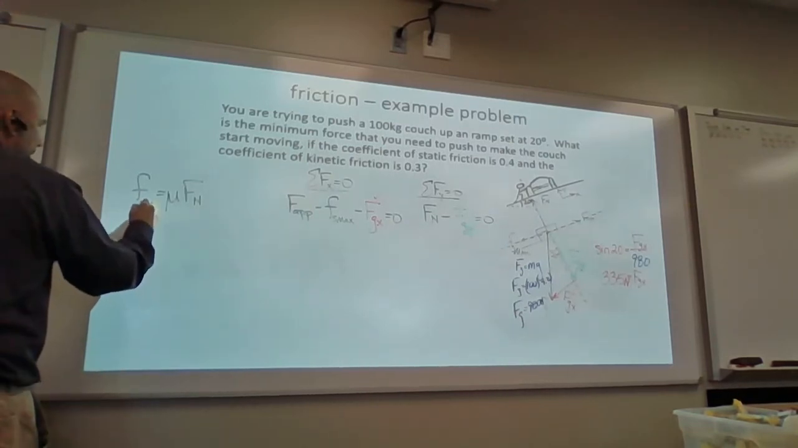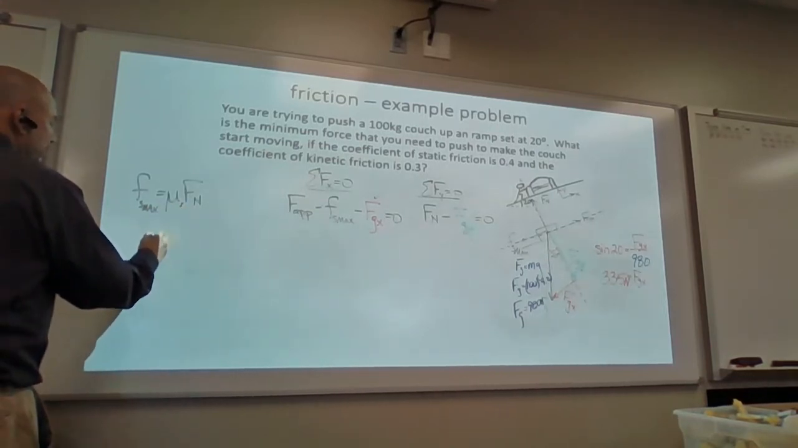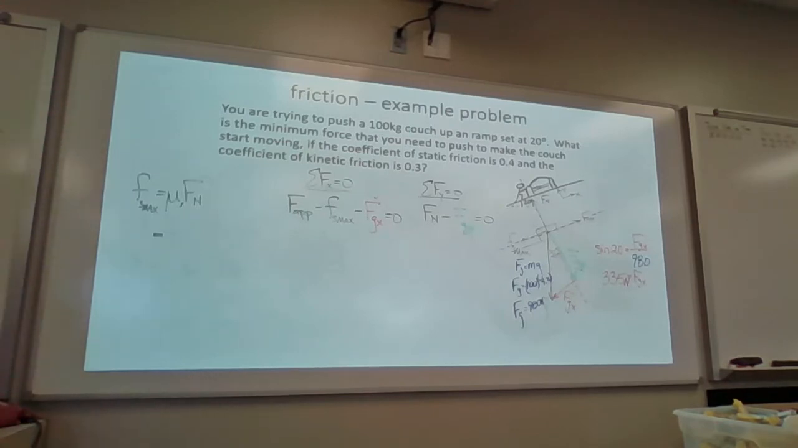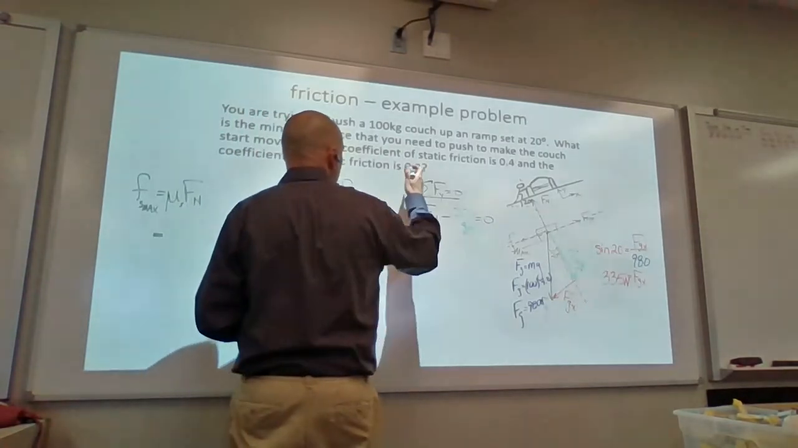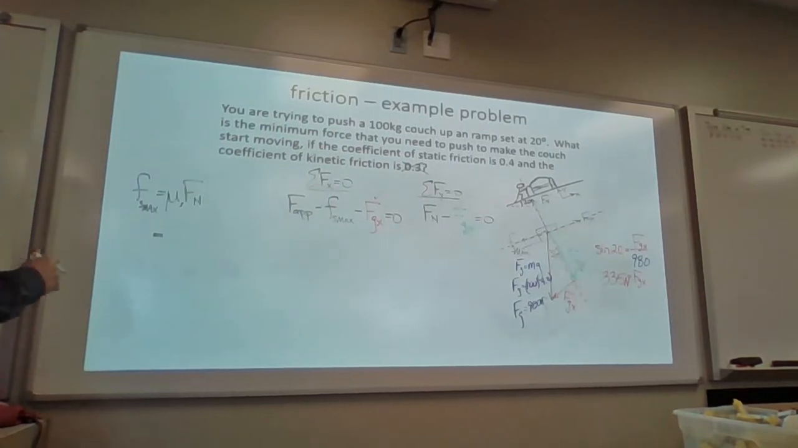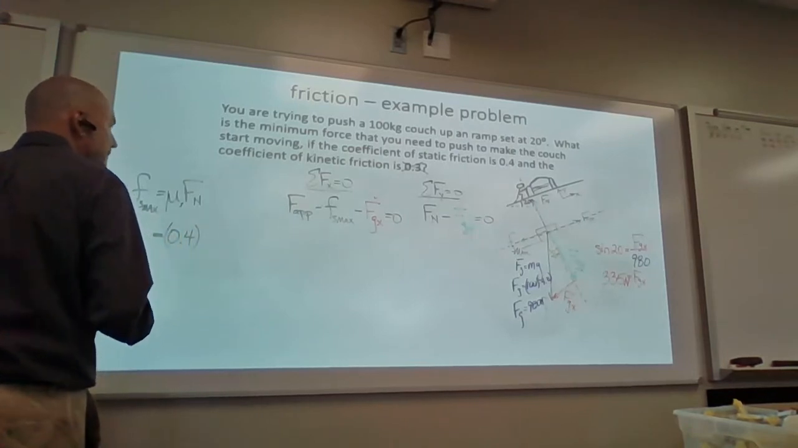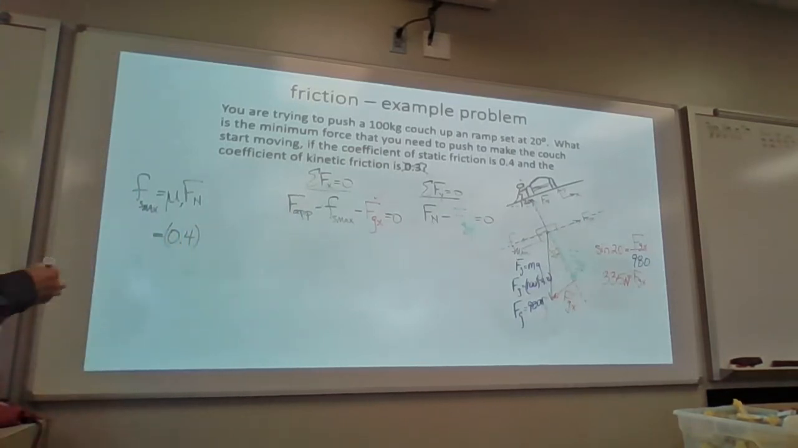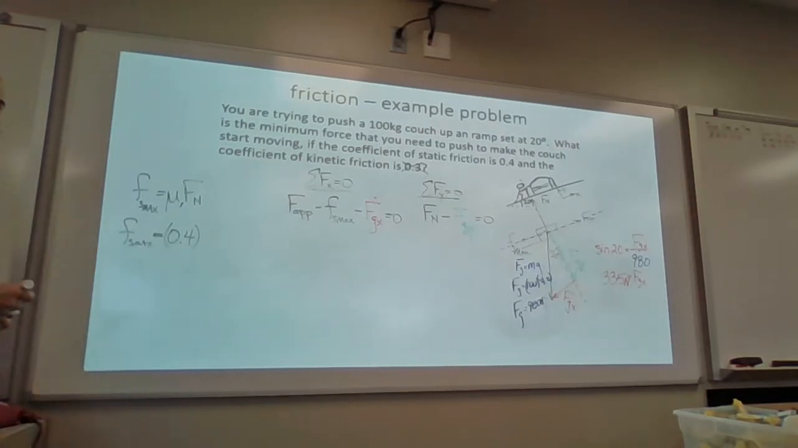I'm going to write that with maximum static friction. So am I going to use 0.4 or 0.3? We're saying it's just about to start slipping and sliding. 0.3 is a distractor. So I've got 0.4 times normal force. Where do I find normal force?